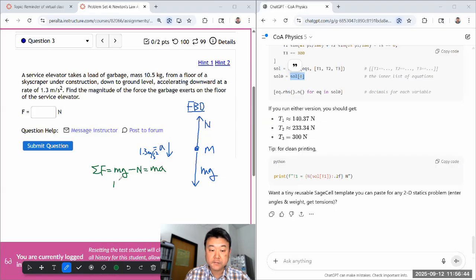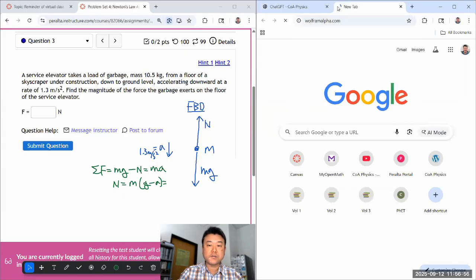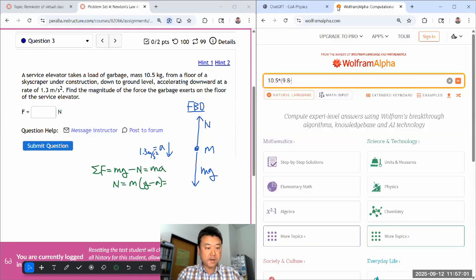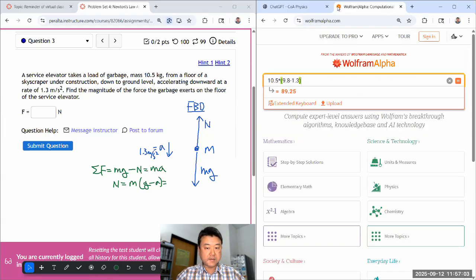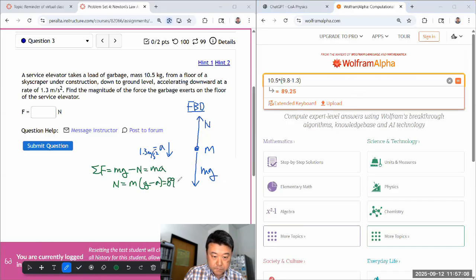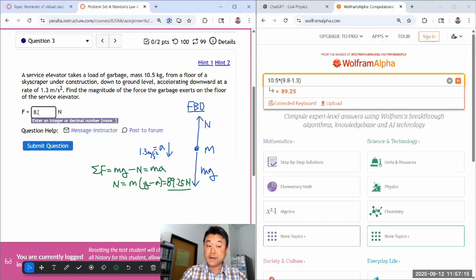You solve it for N, you get m times (g minus a), and you plug the numbers into a calculator. I think I do need a calculator. Mass 10.5 times 9.8 minus 1.3, 89.25. And you get the right answer, which is all fine.